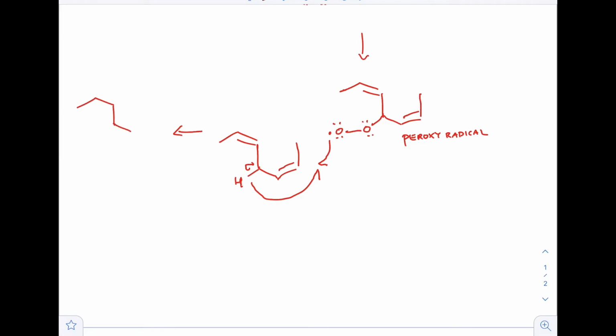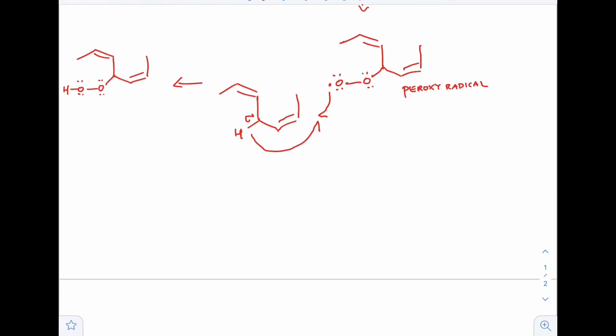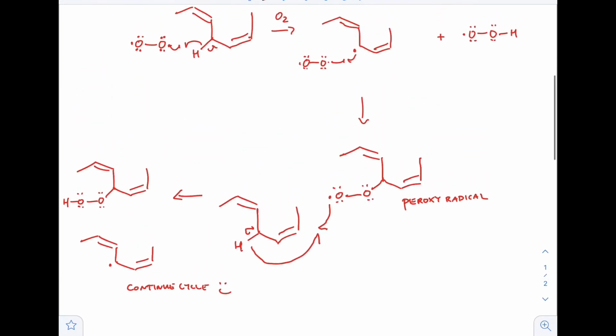Go ahead and draw that. I need to draw both the products, sorry. So this is going to be the hydroperoxy radical. Gotta throw that hydrogen in there. And then we also have our new allylic radical, right? So since we create another radical, this radical is just like the other one above and can continue the cycle. So it's just like that one right there on the right.